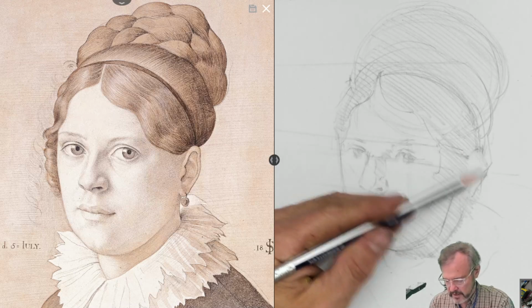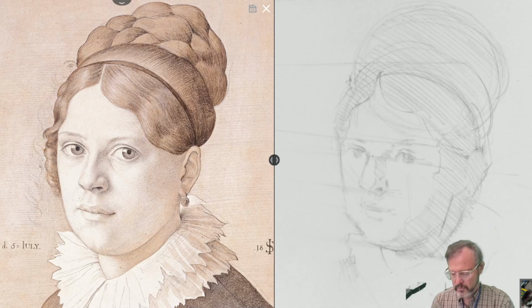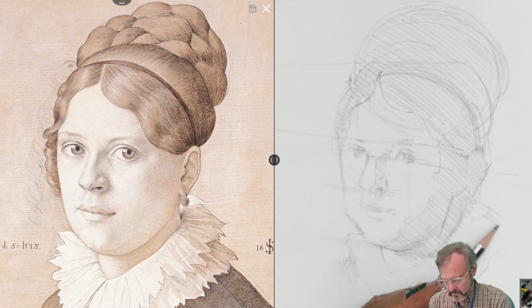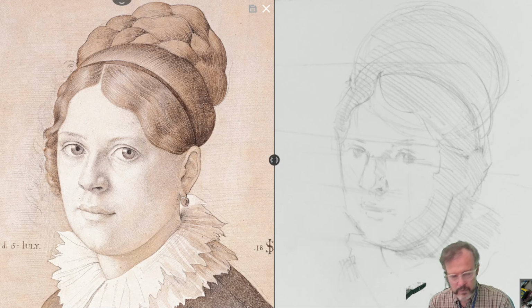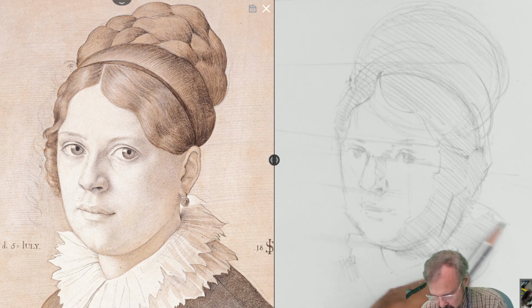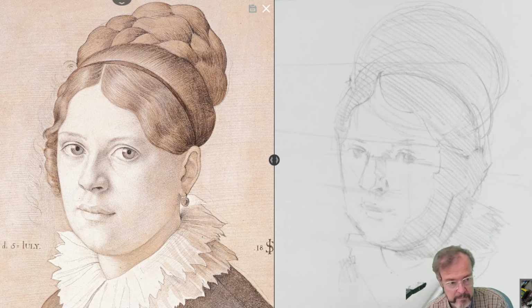Now I'm kind of blocking in that ear shape. And you'll see that she's sort of coming into focus a little bit at a time.